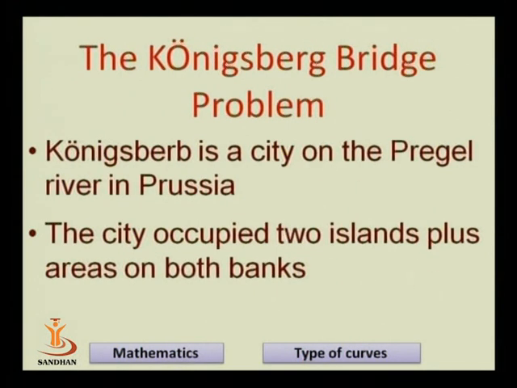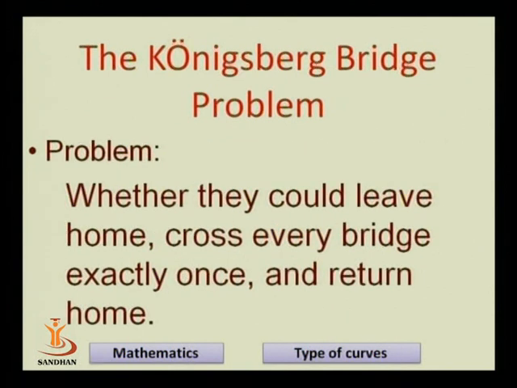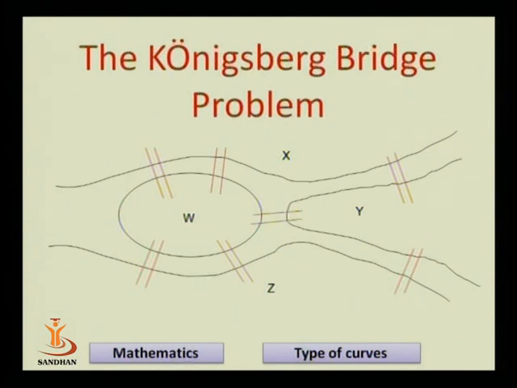Now, what is the problem? The problem is whether they could leave home, cross every bridge exactly once and return home. Is this type of walk possible? A salesman wants to traverse every bridge exactly once, and no bridge appears more than once.